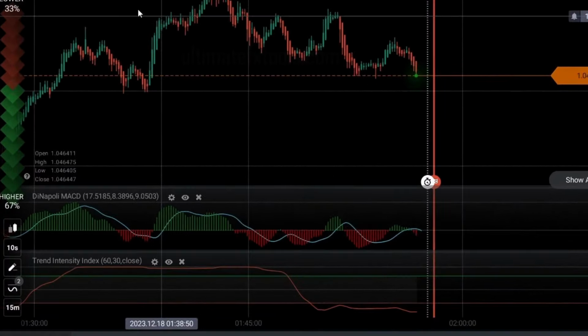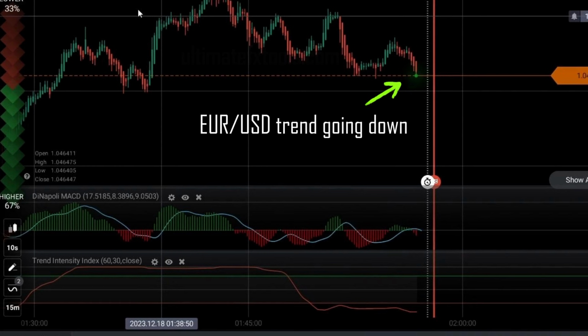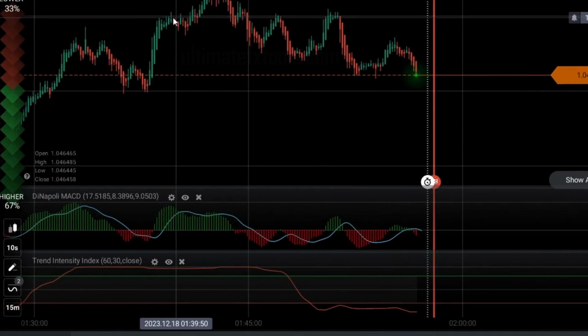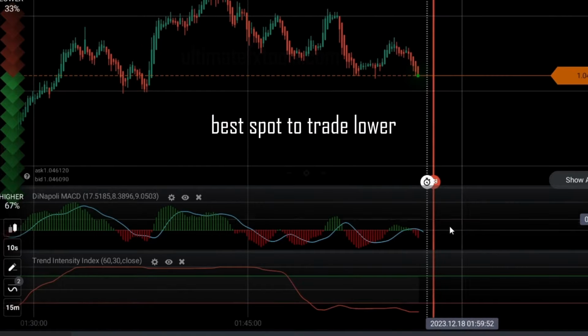Euro to US dollar, trend going down. While our trend index is at the bottom, showing a strong trend going down, our DiNapoli MACD is going lower, creating red bars going down. It's the best spot to trade and go for lower.